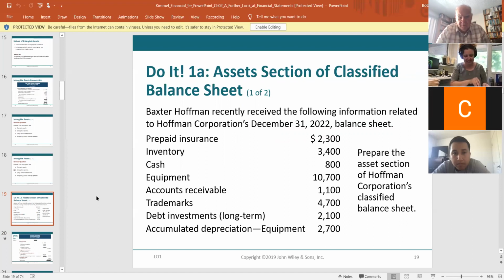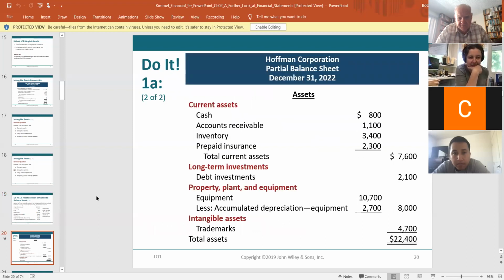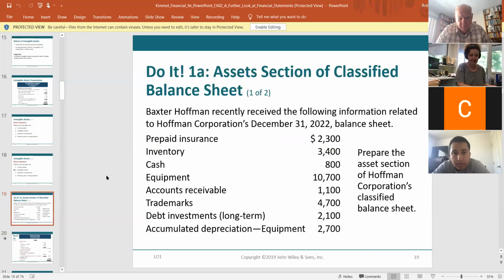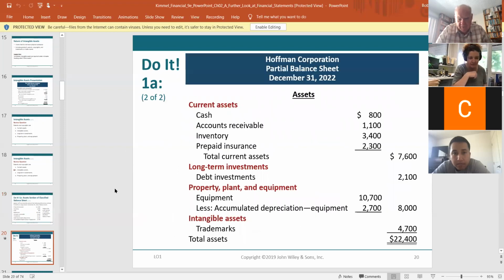Okay, what do they want us to do? They recently revised, prepare the asset section. Well, we know we have to list the assets in order of liquidity, right? Yes. So which one is the most liquid? Cash. Always cash. Then I would put receivables, maybe inventory, prepaid insurance. Yeah, so see how they laid out that first part there? What do they have in terms of long-term investments? They just have these debt investments and some trademarks.